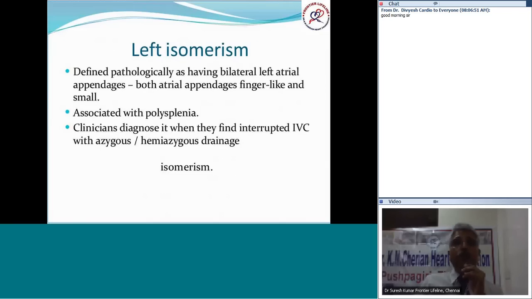Now moving to left isomerism, pathologically, it is having two left atrial appendages. Both the atrial appendages are finger-like and small. It's associated with polysplenia. And clinicians would diagnose it when they find interrupted inferior vena cava with azygos or hemiazygos drainage.